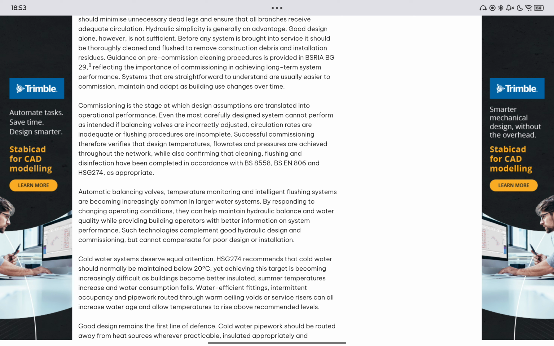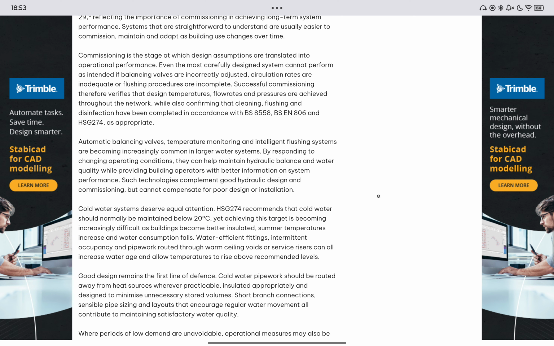Even the most carefully designed system cannot perform as intended if balancing valves are incorrectly adjusted, circulation rates are inadequate, or flushing procedures are incomplete. Successful commissioning therefore verifies that design temperatures, flow rates and pressures are achieved throughout the network, while also confirming that cleaning, flushing and disinfection have been completed in accordance with BS 8558, BS EN 806 and HSG 274 as appropriate.